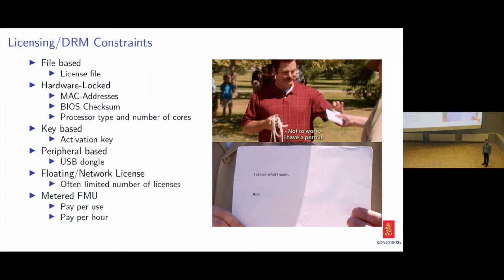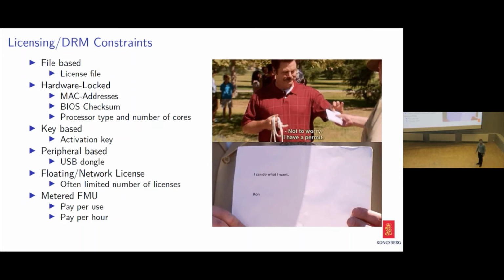Licenses. My favorite topic. I really hate them. They make your life so difficult. They usually make it more difficult for the end user to run stuff. But the sad truth is that we have to deal with it. They come in different flavors. You have things like file-based licenses, where you just get the file from your vendor and need to serve that to your FMU somehow. Put it inside the FMU, maybe in the resource folder, or give it the path using a parameter.